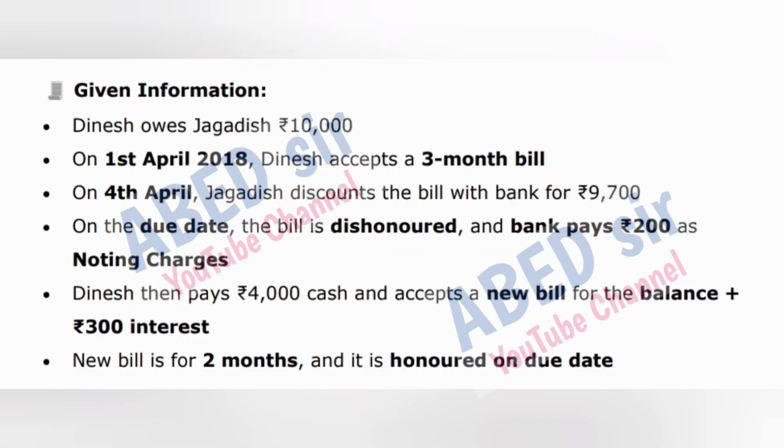Given information. Dinesh owes Jagdish 10,000 rupees. On 1st April 2018, Dinesh accepts a 3-month bill. On 4th April, Jagdish discounts the bill with bank for 9,700 rupees. On the due date, the bill is dishonored, and bank pays 200 rupees as noting charges. Dinesh then pays 4,000 rupees cash and accepts a new bill for the balance plus 300 rupees interest. New bill is for 2 months, and it is honored on due date.